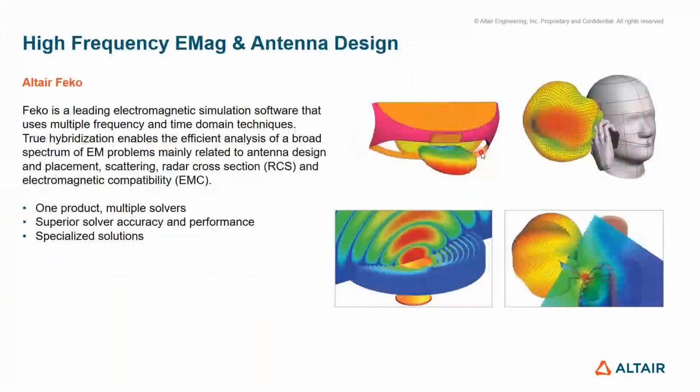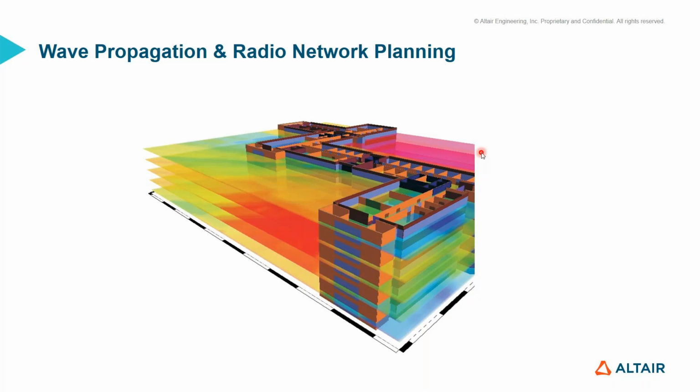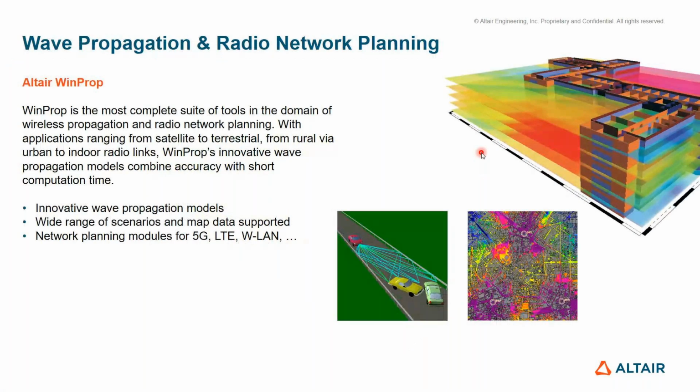And Feko is for high-frequency electromagnetic applications. So you can perform RCS design, electromagnetic compatibility, electromagnetic interference, antenna design, etc. using Feko. And WinProp is the wave propagation and network planning simulation tool, especially used for network planning of 5G, LTE, WLAN, and it has a wide range of scenarios and map data support.